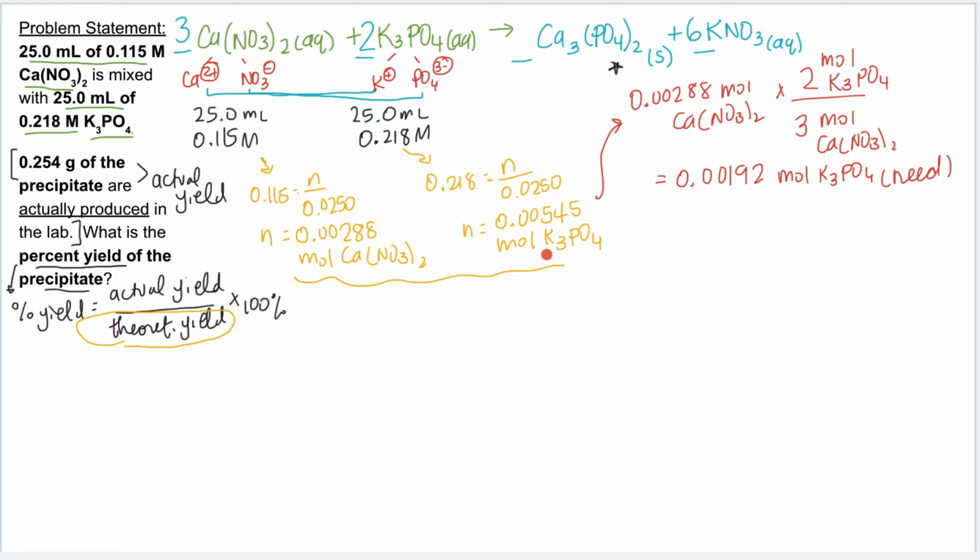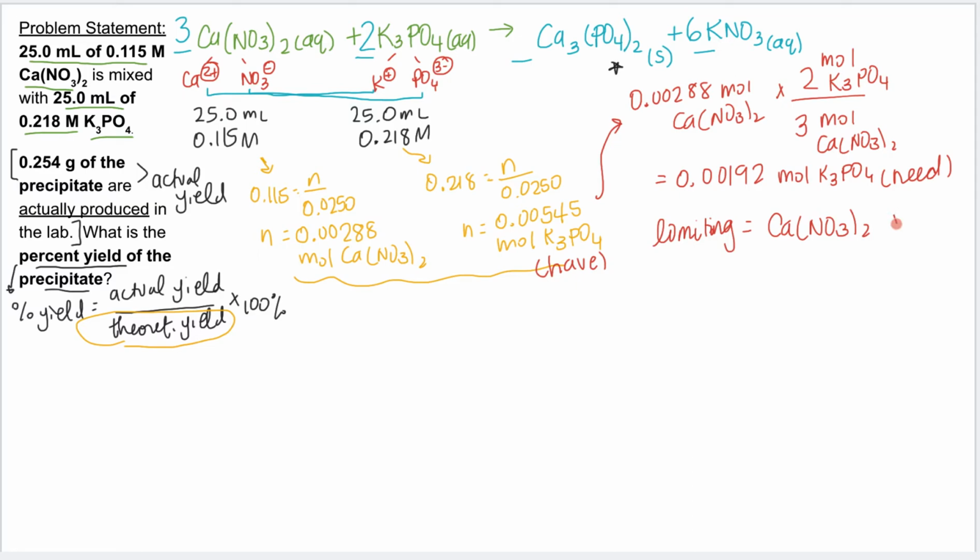And let's look back at our given information. This is how much we have. So if all of our calcium nitrate were to react, we would need 0.00192 moles of potassium phosphate. Do we have enough? We have 0.00545 moles of potassium phosphate. So we have more than enough potassium phosphate for all of the calcium nitrate to react. So therefore, our conclusion is that our limiting reactant must be calcium nitrate.